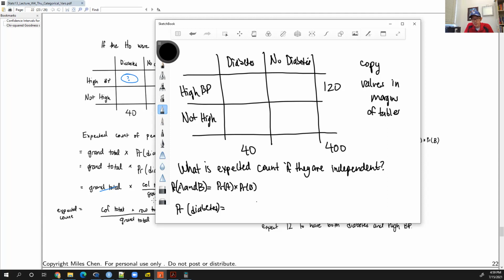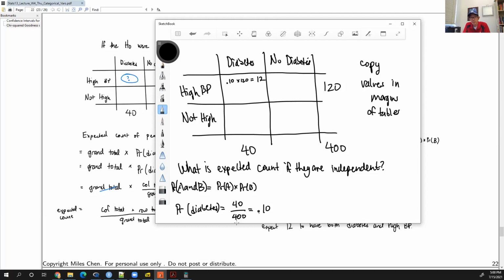Well, I would expect 40 out of 400, around 10% of patients, to have diabetes. If they're independent and I have a total of 120 people with high blood pressure, then if I have a group of 120 people and the probability of having diabetes is just 10%, how many of those should have diabetes? Well, 10% out of 120. So I would do 10% times 120, and I would get 12.